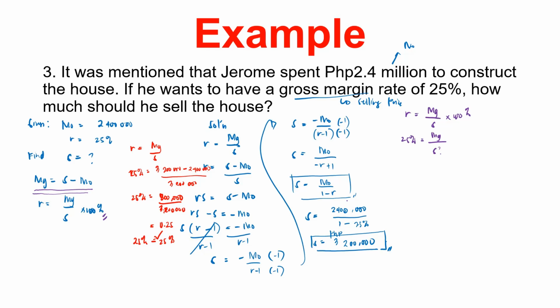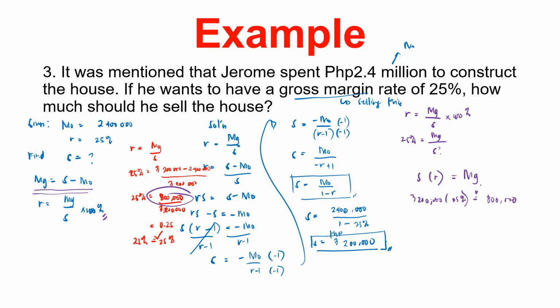So, again, for us to determine whether our answer is correct na 3.2 million, all we have to do, class, is multiply selling price and si rate, dapat ang lalabas ay si gross margin. Okay? So, we have 3,200,000 times the rate, which is 25%. When you get the product, you will have 800,000. So, ito siya, class.